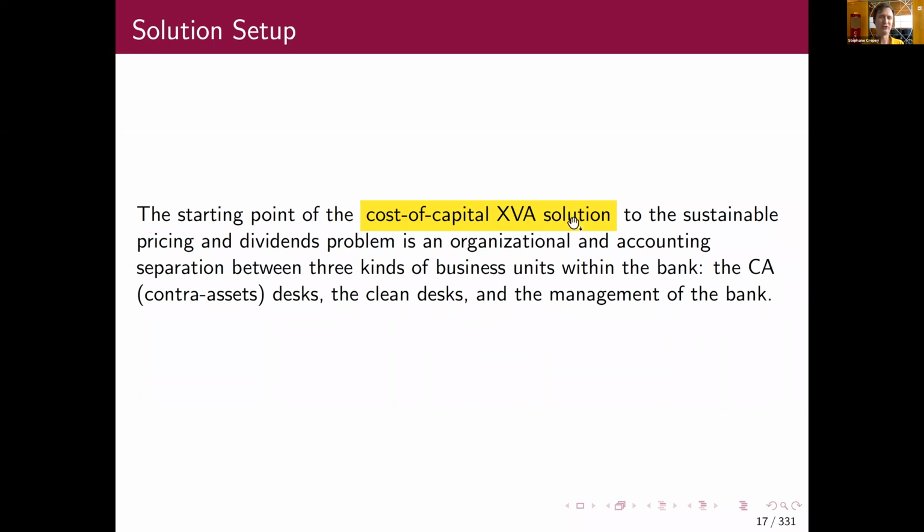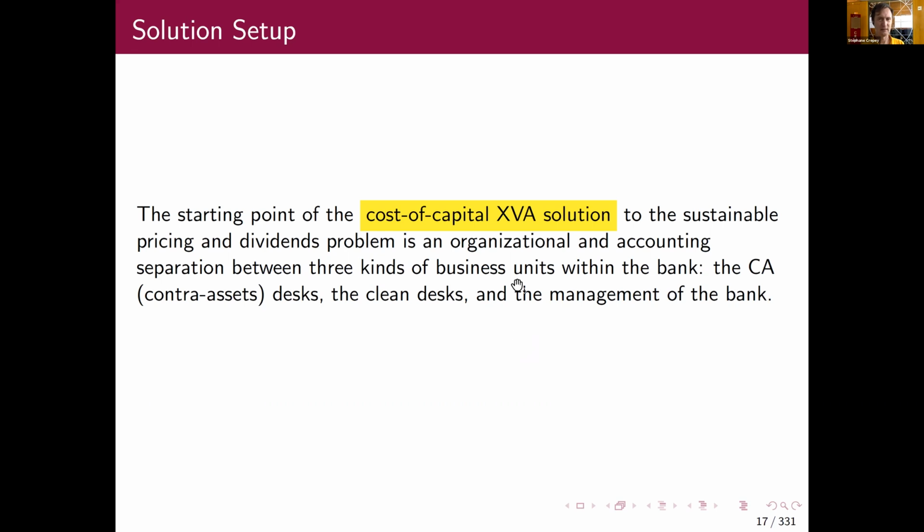Our solution to the problem is, as a starting point, a certain setup, including an organizational and accounting setup and separation that we advocate between three kinds of business units within the bank. So just taking a look at chat, but again, questions will be analyzed in the end.